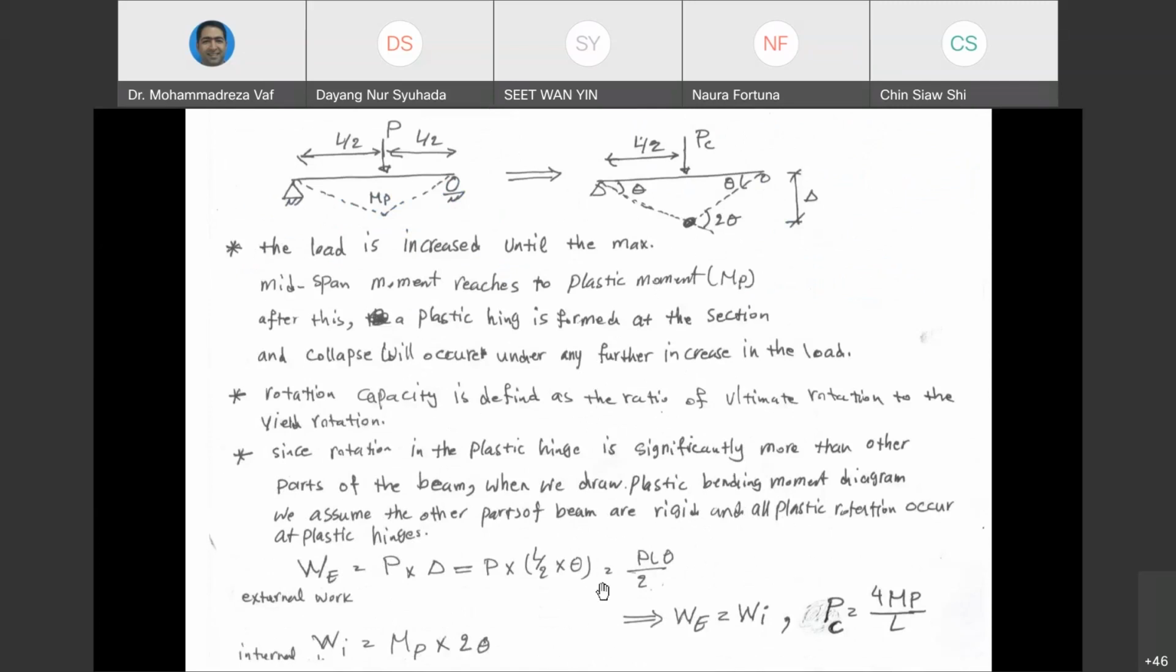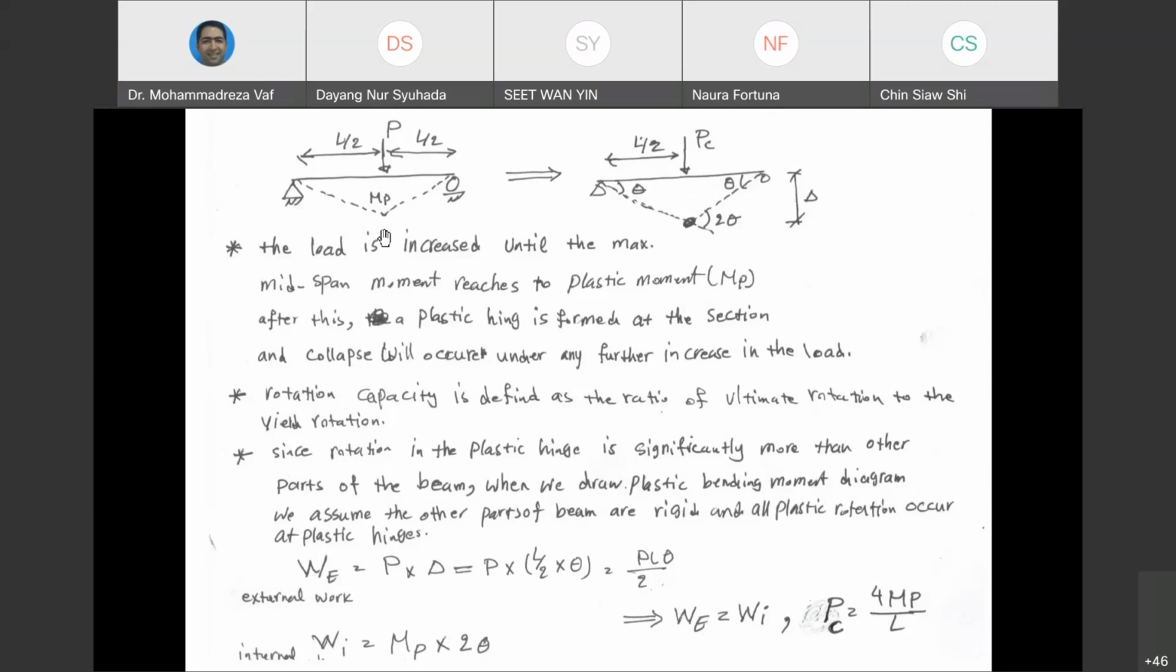So if you make these two equal, from there you can calculate P critical. So you can see the P critical is 4 MP over L. That means at the time that this beam is going to collapse, the maximum force is going to reach 4 times MP. So this MP can be calculated for the cross section easily by the equation that I just said, ZP multiplied by sigma Y.